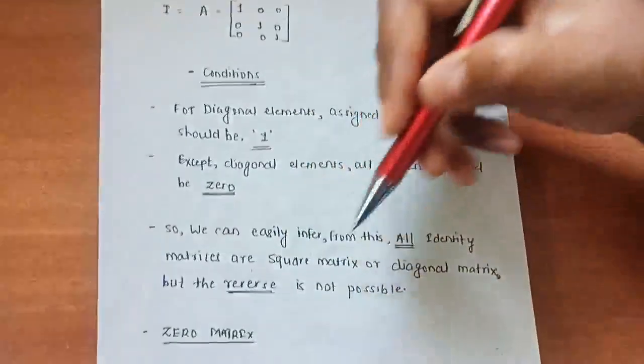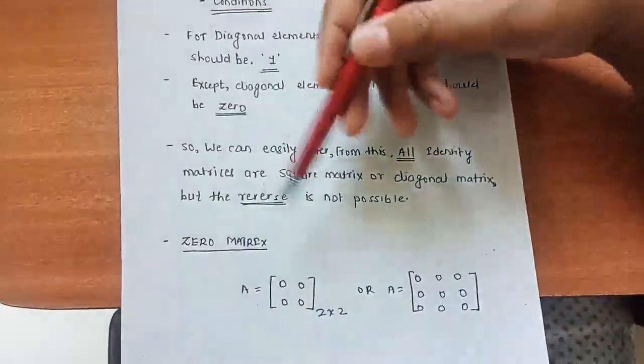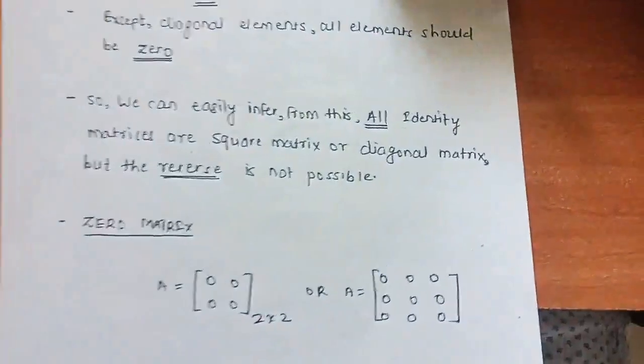Next is zero matrix. Zero matrix means, we can easily understand, all the elements should be 0.